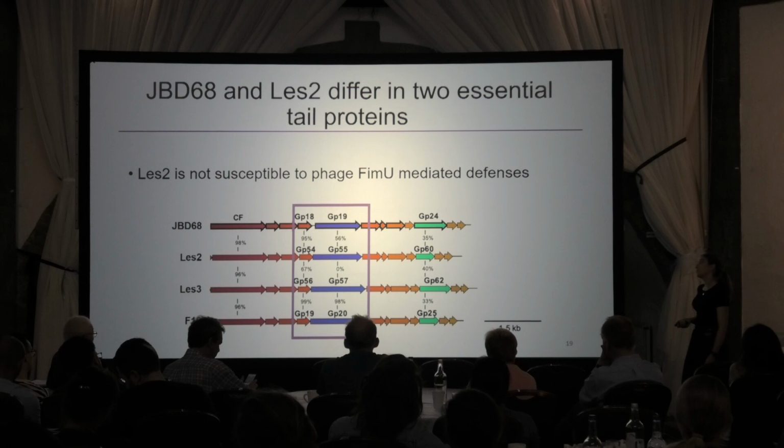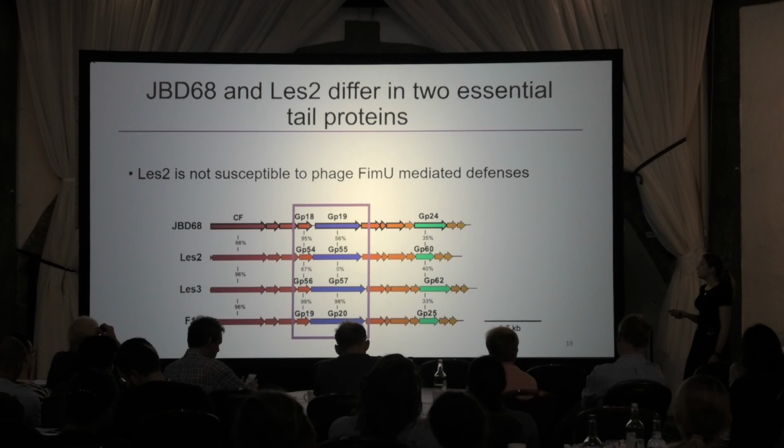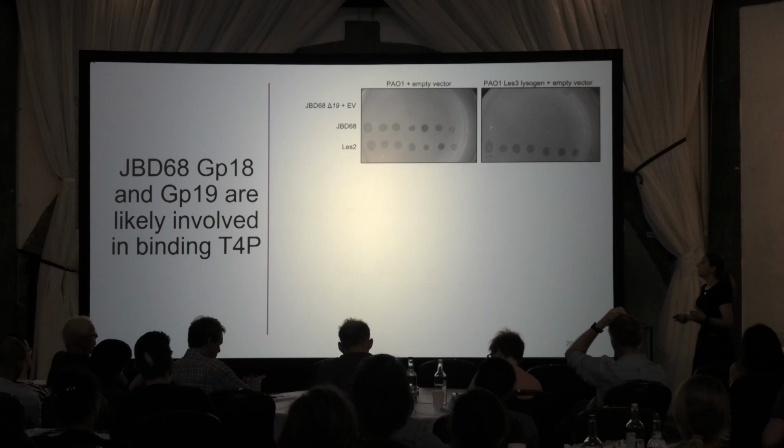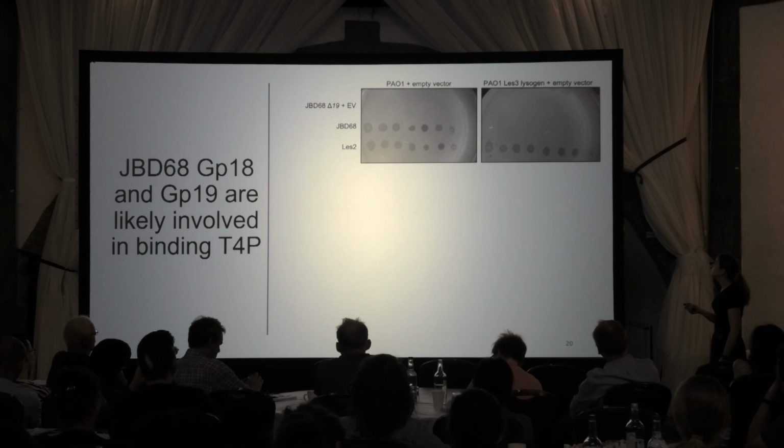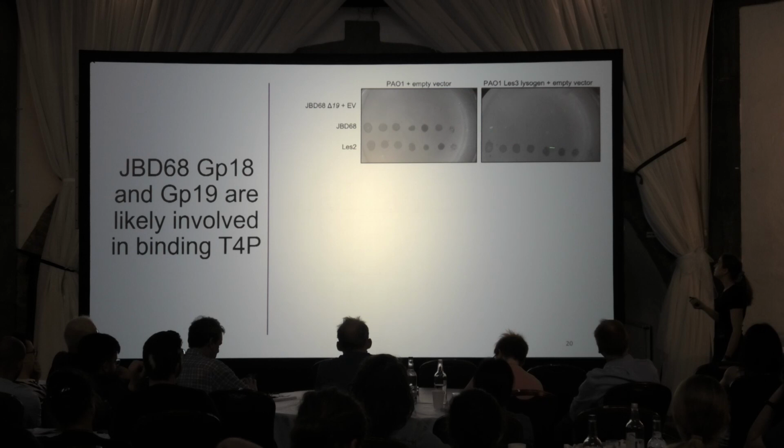To see if these proteins are playing a role in mediating these different specificities, I performed a complementation experiment where I took a knockout of GP19 in JVD68, and I complemented it with the homologs of 18 and 19 from LES2. We're able to do this because LES2 is non-susceptible to these phage-mediated defenses. So you can see that LES2 can plaque on PAO1, but it also plaques on a PAO1 LES3 lysogen, which is what DMS3 and JVD68 cannot plaque on.